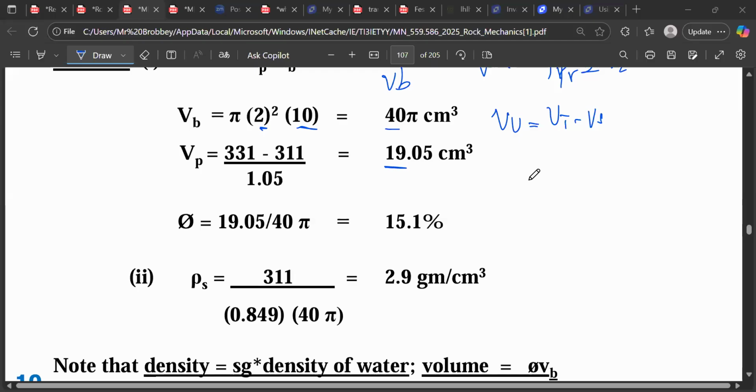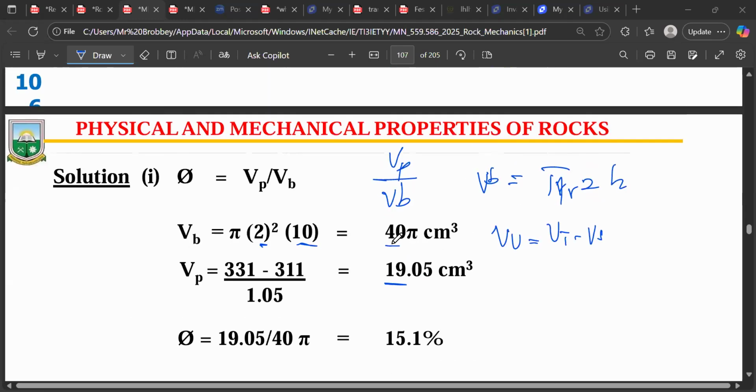Okay, now that we have our VV here, we can find... Yes, Bright. Yes, please, with the VP, why are we dividing by the density 1.05? Thank you.